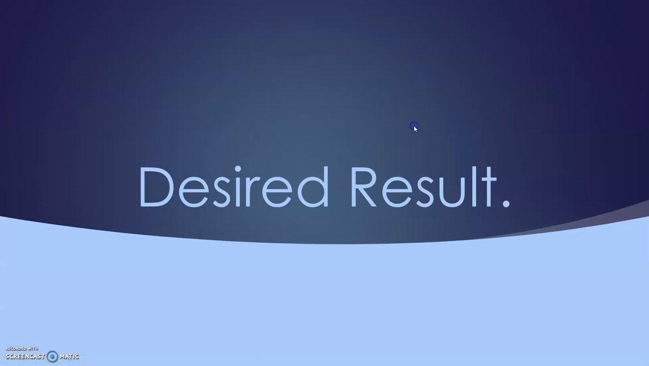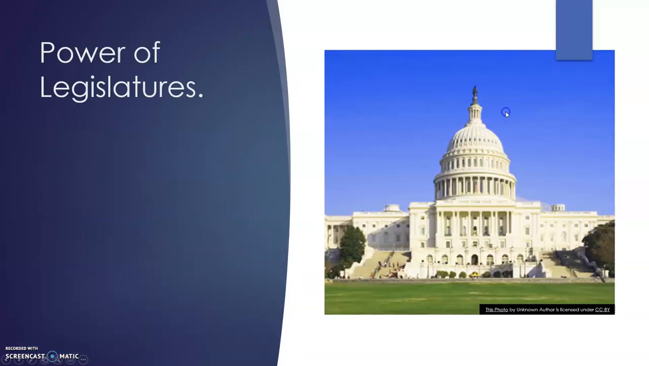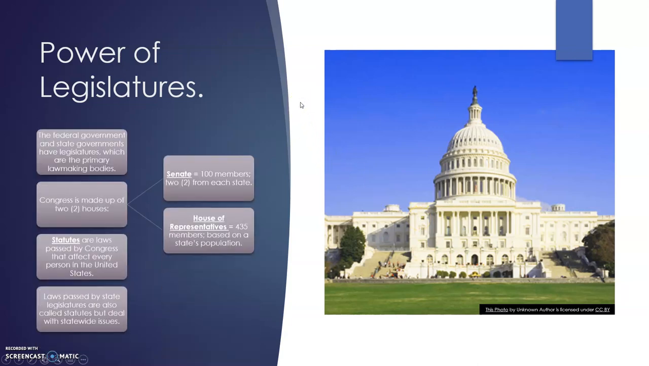All right, our desired result. How are laws created? So, how are laws created is our desired result question there. So, power of legislatures. Hopefully you might recognize that building there. That's the U.S. Capitol building where our national legislature is located. The federal government and state governments have legislatures, which are the primary lawmaking bodies.